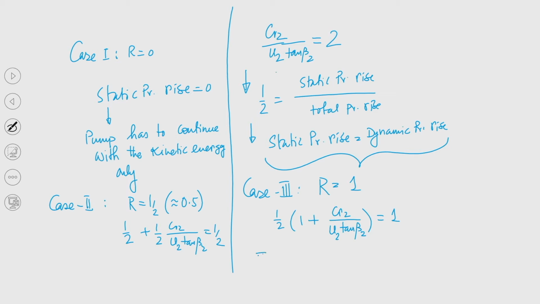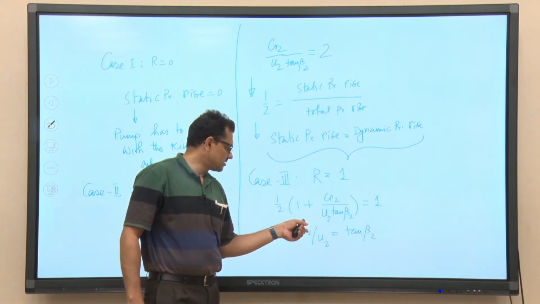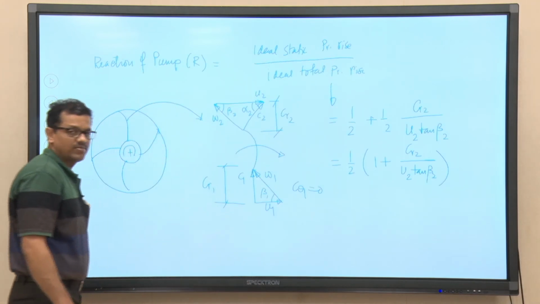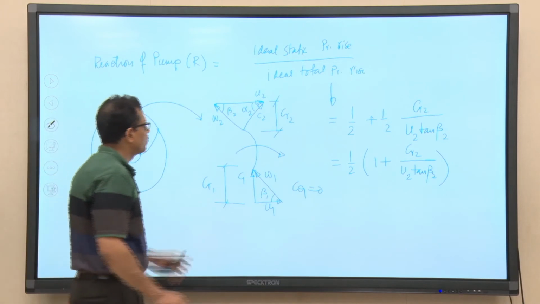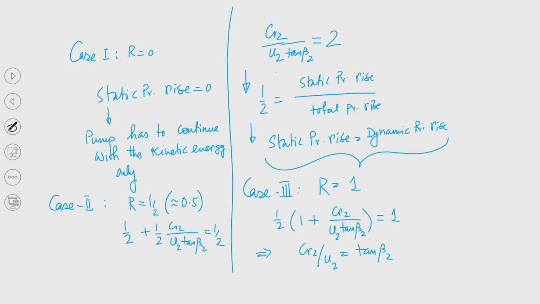From this expression we can easily write that CR2 by U2 equals tan beta 2. So, just by looking at the mathematical expression for the r equal to 1 case, we can write CR2 by U2 equal to tan beta 2. Now, if we go back to the previous slide wherein we drew the velocity triangle at the outlet, let us try to draw the velocity triangles again.